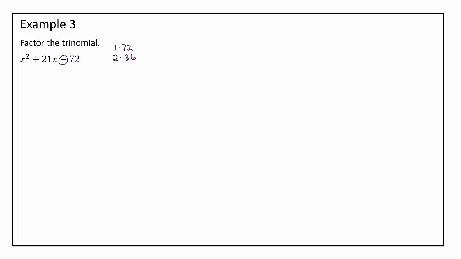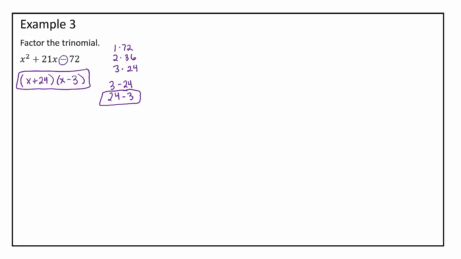Since this is negative, one of these will be negative, so we're trying to see what subtracts to get 21. 3 divides in and goes in 24 times. Oh, and if I subtract those, I get 21. So the question is, do I want 3 minus 24, or do I want 24 minus 3? Which of those gives me a positive 21? It's this second one here. So the bigger number needs to be positive in order to make this positive. So we have x plus 24 and x minus 3.